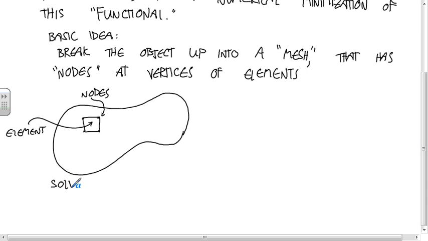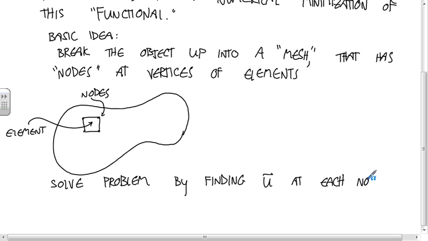And you solve the problem by finding all of the displacement vectors at each node, or finding the one displacement vector at each node.